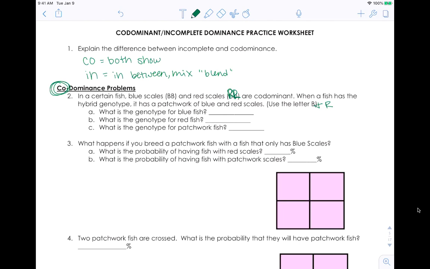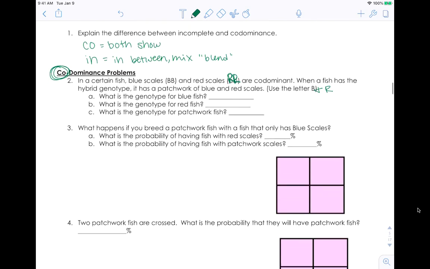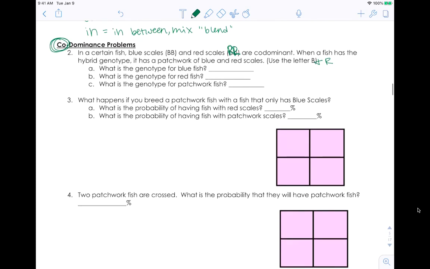So if you have these 2 parents, I'm going to use this square right over here. If you have a big B, and you have a big R and a big R, then this is what all of the offspring could possibly look like. And it tells us that the hybrid, or the heterozygous, or the one that has both traits, is going to be a patchwork. So it's going to have a mixture of both blue and red scales. So that's what's happening here.